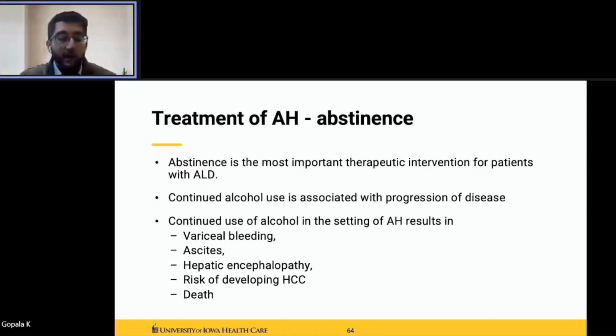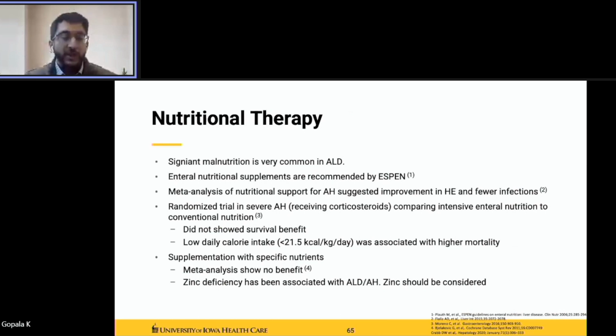Nutritional therapy is very important in these patients. There's significant malnutrition in patients with liver disease, and especially alcohol-related liver disease. Meta-analysis of nutritional support in alcoholic hepatitis suggests improvement in hepatic encephalopathy and fewer infections. Meta-analysis of specific nutrients showed no benefit. Zinc can be considered, and I do use it occasionally. And low-calorie intake has been associated with higher mortality.